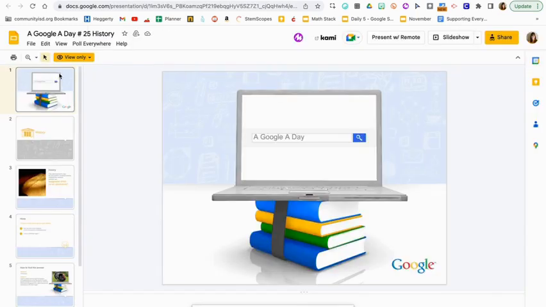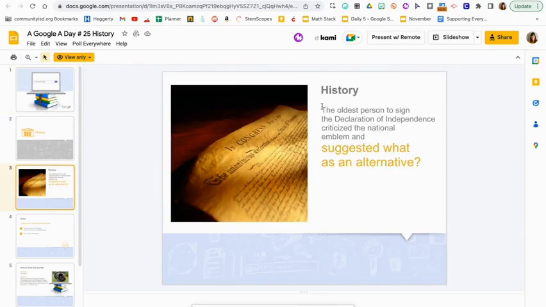Here, the Google a Day has its own slides to present to students on each specific question. This challenge is looking for the oldest person to sign the Declaration of Independence who criticized the national emblem and suggested an alternative. They're having students not only have to find who was the oldest person to sign the Declaration of Independence, but then they have to figure out what emblem he suggested as an alternative to the one that we chose.